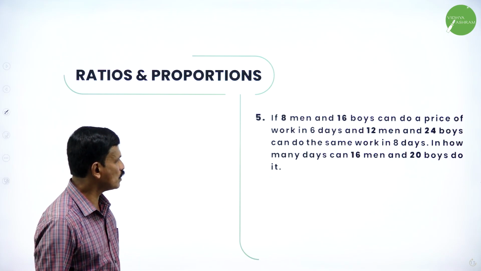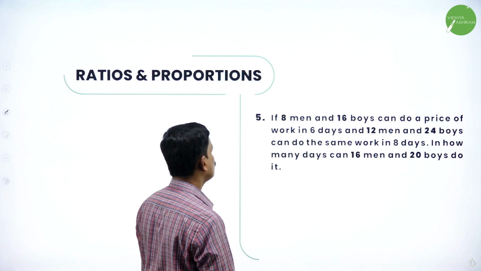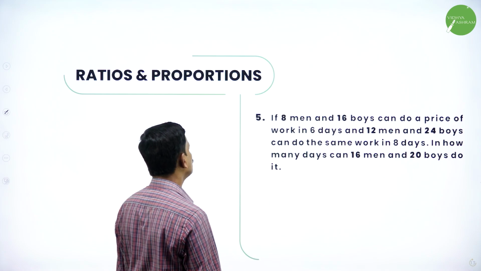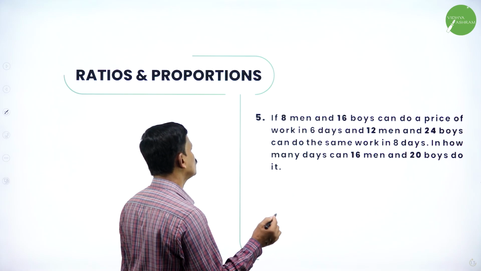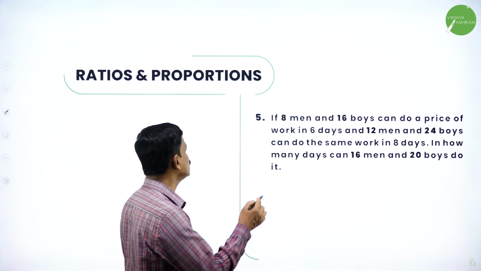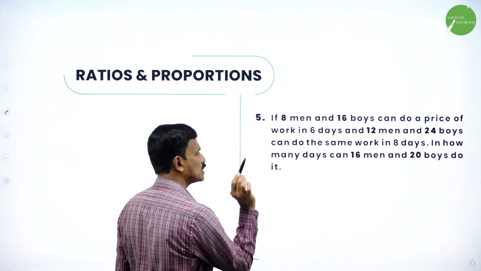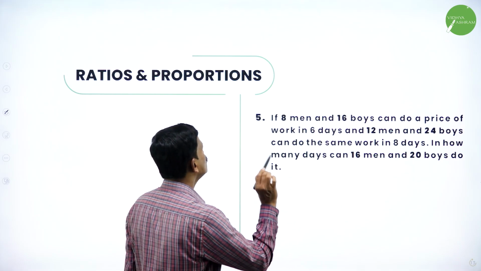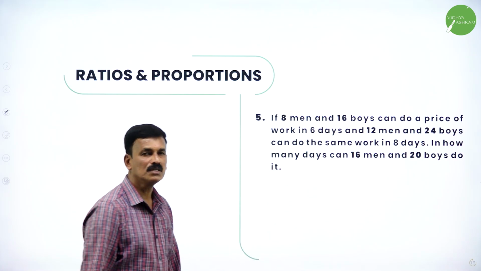Now move on to the next problem. Similar type problem. 8 men and 16 boys can do a piece of work in 6 days, and 12 men and 24 boys can do the same work in 8 days. In how many days can 16 men and 20 boys do the same work? Here also it is the same type as the previous problem. If such is the case, how many days can 16 men and 20 boys do the same work?